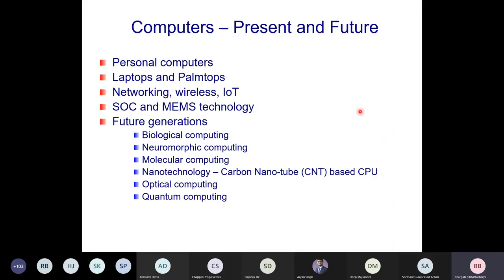So in summary, we have trillions of personal computers, laptops and palm tops. We have this networking, wireless, this Internet of Things, system on chips, and this MEMS technology. In future generations, we might be talking about biological computing, neuromorphic computing, molecular computing, computers based on nanotechnology like carbon nanotube CNT-based CPU, which has been developed in Stanford and many other places recently, and then optical computing.